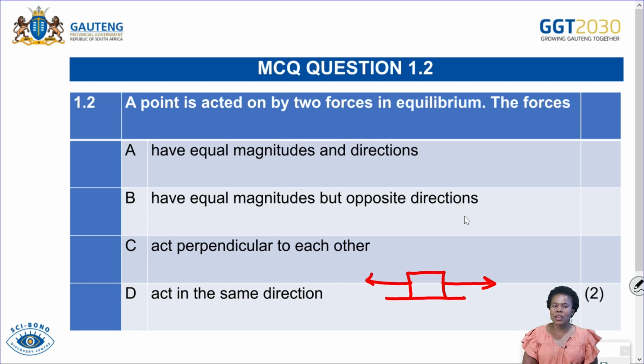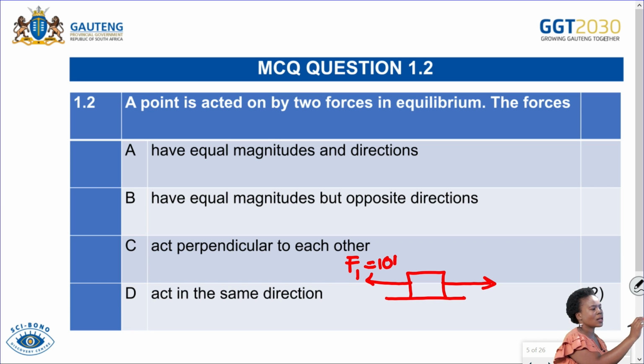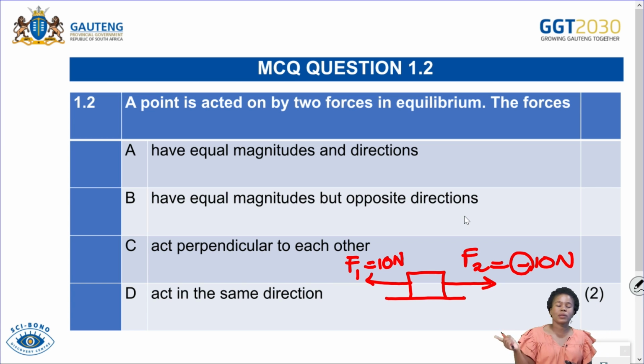The forces have equal magnitude, but they are acting in what? In opposite directions. Maybe let's give them a magnitude. Take into consideration that F1 is equal to 10 newtons. The other one will also be what? F2 is equal to negative 10 newtons. This negative indicates that it is in the opposite direction compared to the other one.